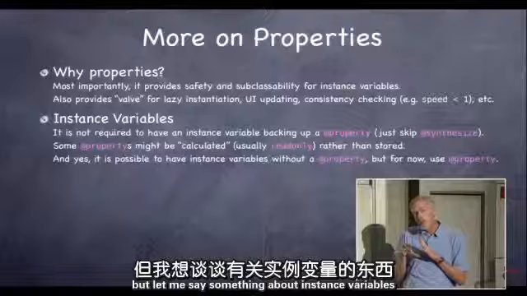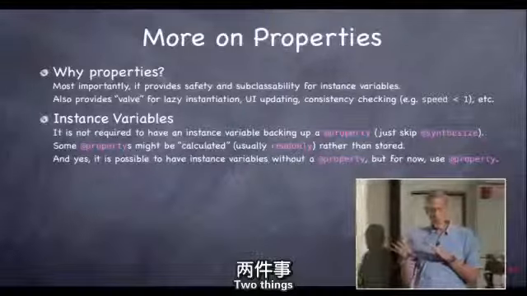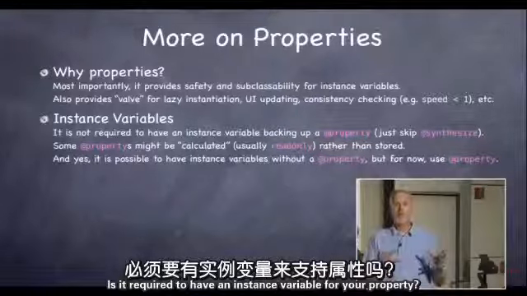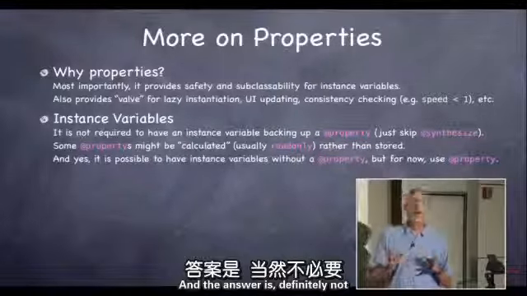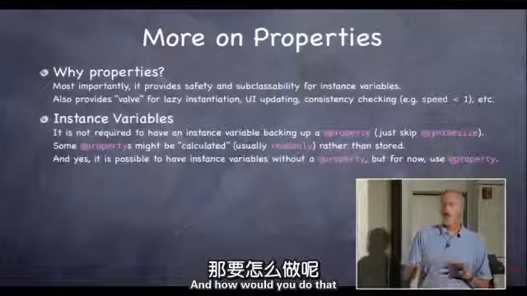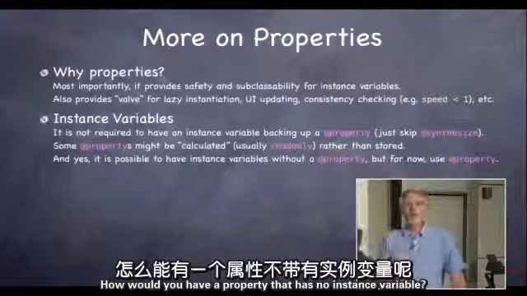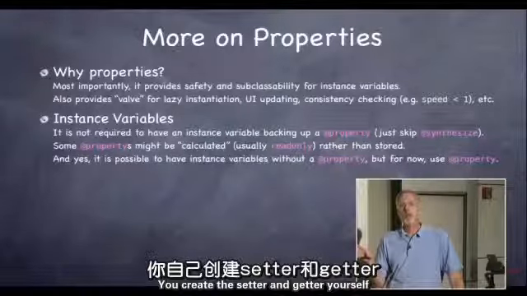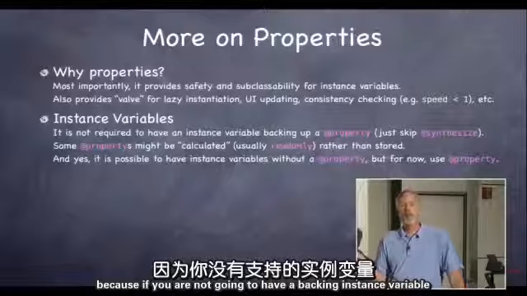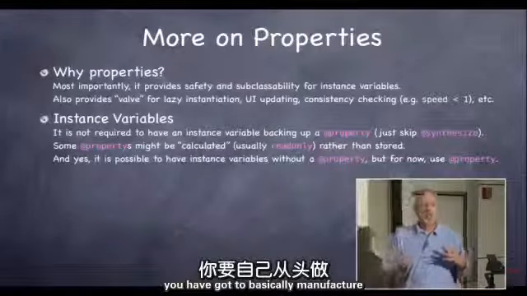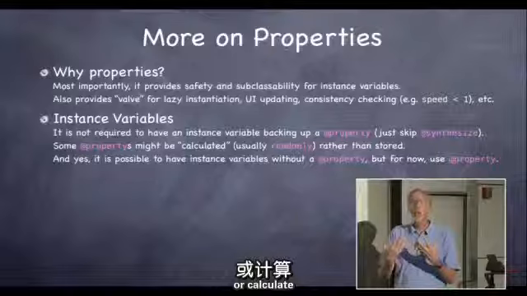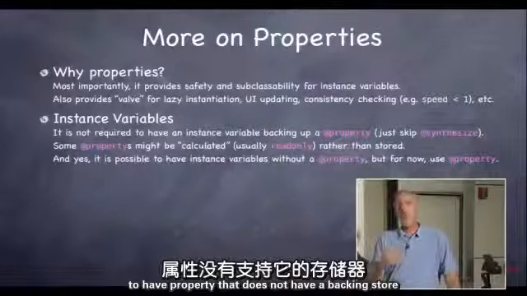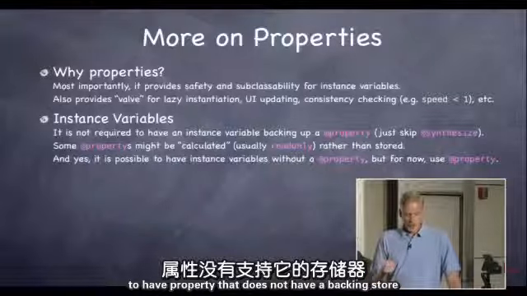But let me say something about instance variables. Two things. One, as people have asked, is it required to have an instance variable for your property? And the answer is definitely not. It is not required. And how would you do that? How would you have a property that had no instance variable? You don't use @synthesize. You create the setter and getter yourself, right? Because if you're not going to have a backing instance variable, you have to basically manufacture or calculate that property yourself. And we're going to do that on Thursday, just so you can see what that looks like to have a property that does not have a backing store.